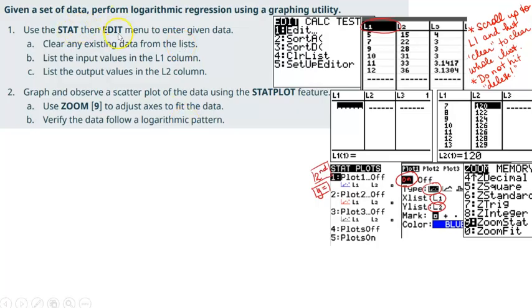We're going to go to statistics and go to edit, clear out any values by going up and sitting on L1 and hitting clear and then enter. And so that gives us clean lists, and then we can type in the data that they provide for us. Then it says graph and observe a scatter plot of the data using the stat plot feature. So to get to stat plot, again, that's second y equals. We'll turn that plot on. We'll choose a scatter plot using list 1 and list 2 and any shape you want in any color you want. And remember, you can get your calculator to set the window for you by doing zoom stat.